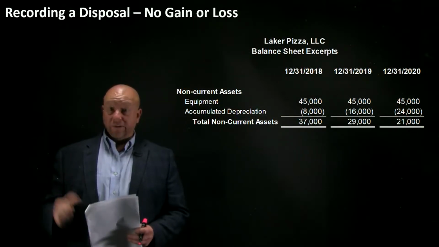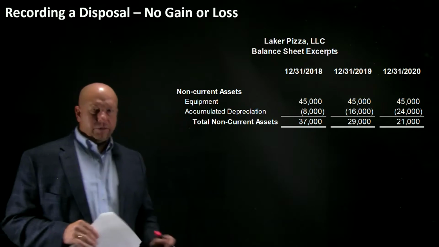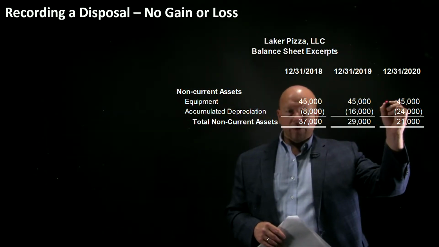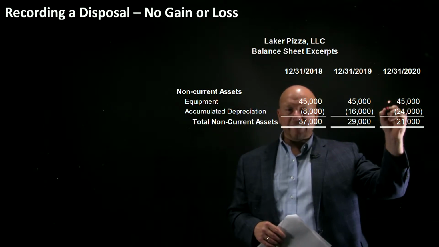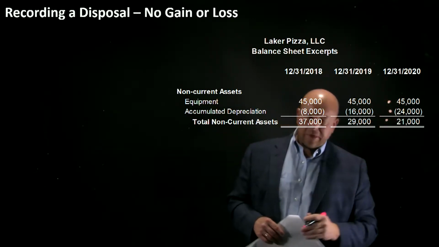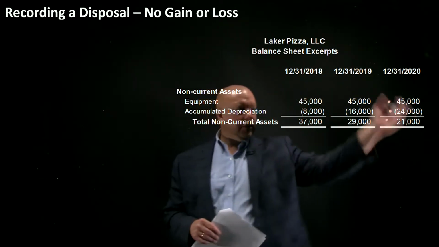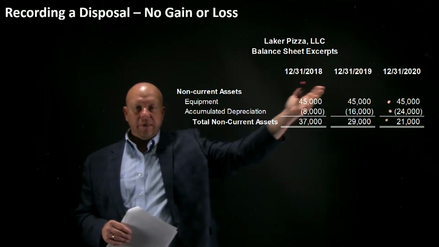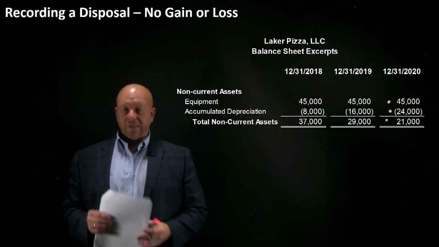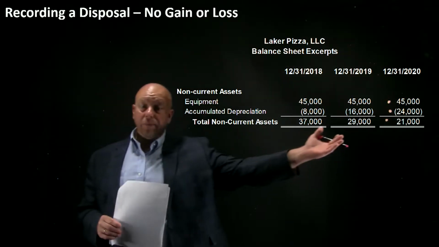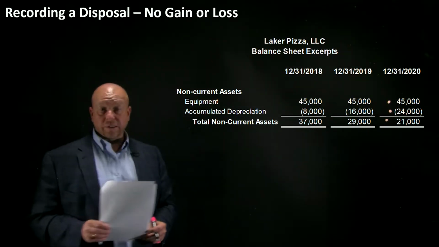Speaking of getting rid of a fixed asset, let's consider this example. At the end of 3 years, so we've used this oven for 3 years, we decide to sell the oven. Now, immediately before the sale, this is what our balance sheet looks like. $45,000 in equipment, $24,000 in a contra asset called accumulated depreciation, and the net book value is $21,000.